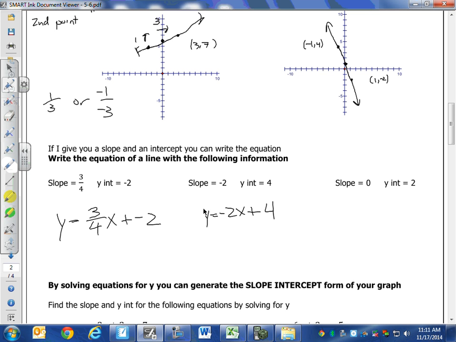Mr. Maurer, question. For the first one, couldn't we also put y equals 3/4 x minus? Of course, Mr. Maurer, you know that's the same. No, it is. Plus the negative is the same as subtracting a positive.